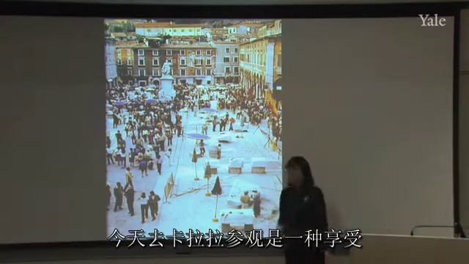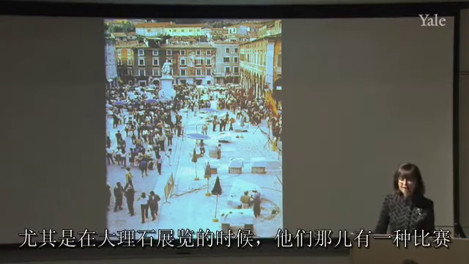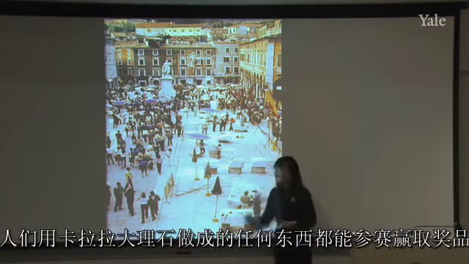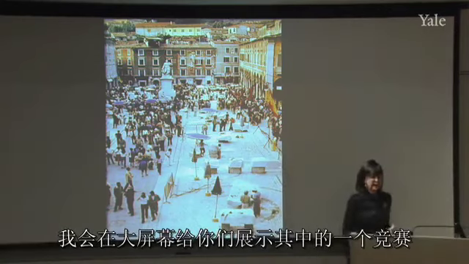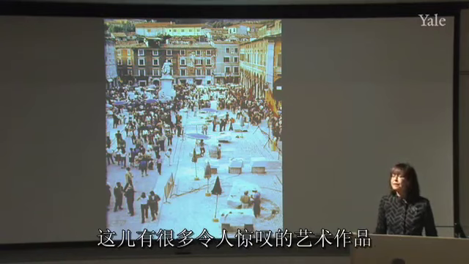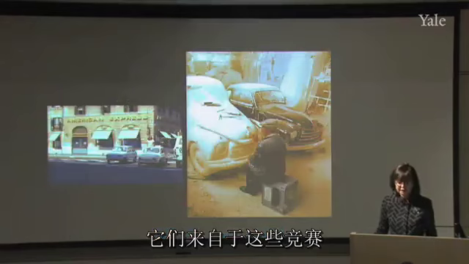Going to Carrara today is a pleasure. It's an interesting place to visit, especially if you go there at the time of the marble exhibition and the competition that they have, where people make whatever out of Carrara marble and compete for prizes. And I show you a view taken during one of these contests here now on the screen. And there are some amazing works of art, we might call them, that come out of these competitions.